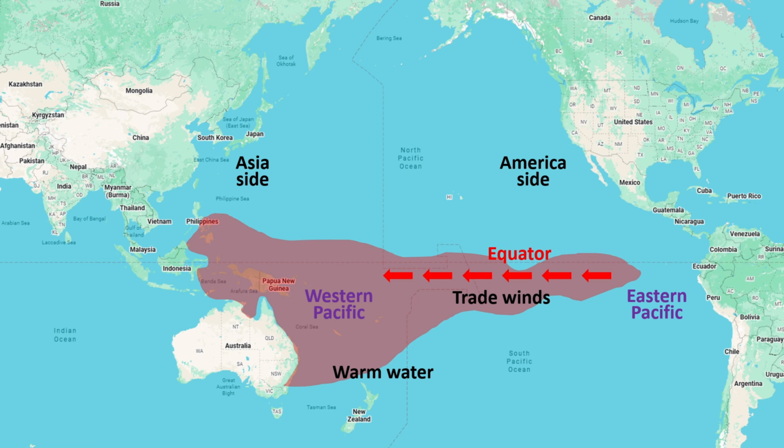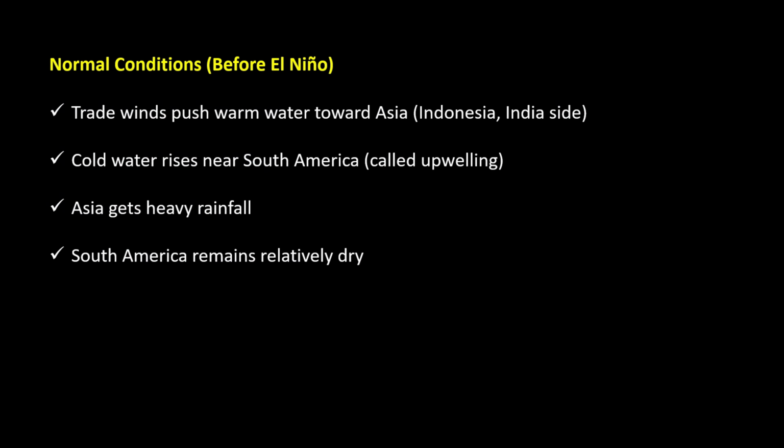It is obvious that the water at the surface will be warm due to the sun, and the water beneath will be cooler. So the strong trade winds blowing from America side to the Asia side will push the warm water toward the Asia side. The warm water will pile up near countries like Indonesia and Australia.